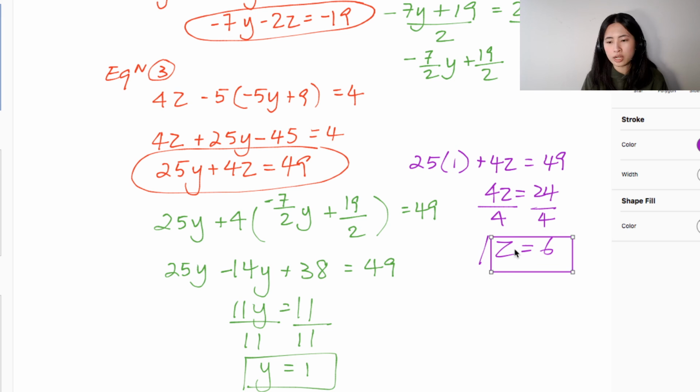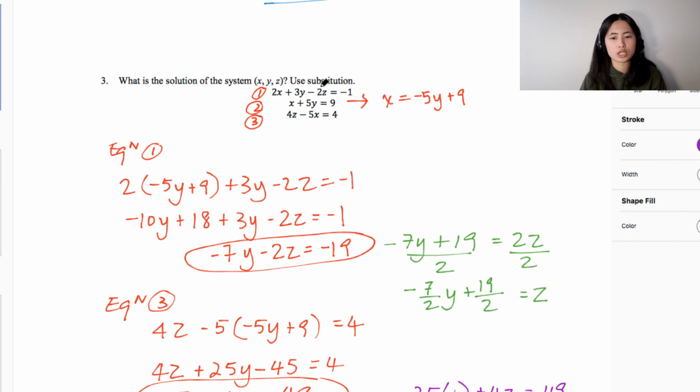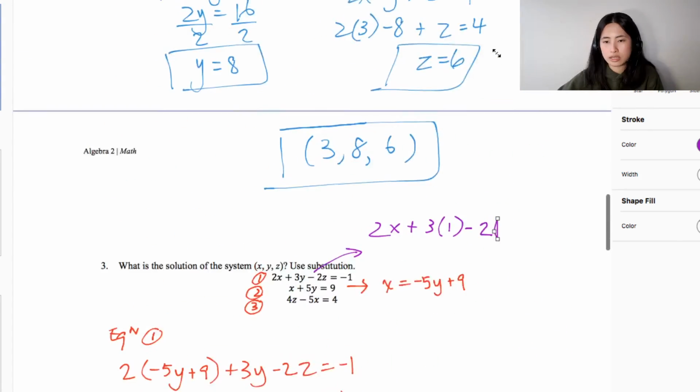And then from then on, because I know z is equal to 6, and I know that y is equal to 1, I'm going back to my original equation. So maybe I can use, yeah, you can use any of these, but let's say I'm using this. So I know I'm solving for x, so 2x, and then you have plus 3 times 1 because y is 1. And then you have minus 2 times z, so z was 6.